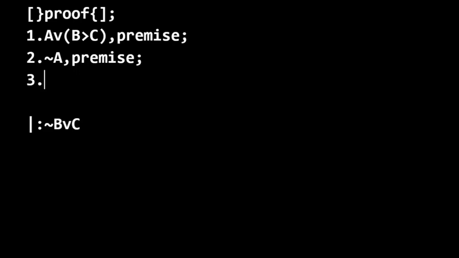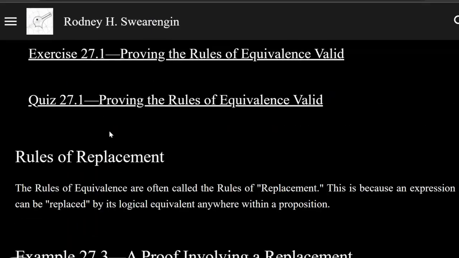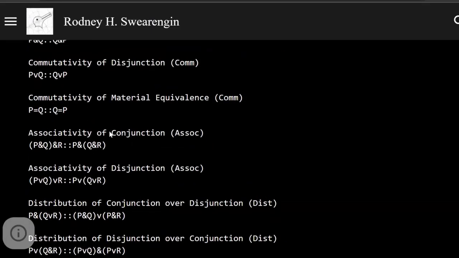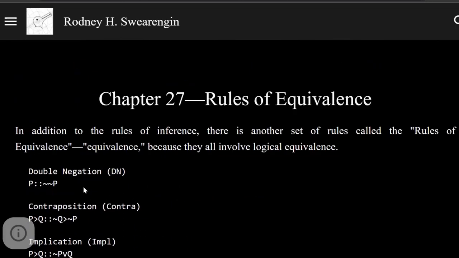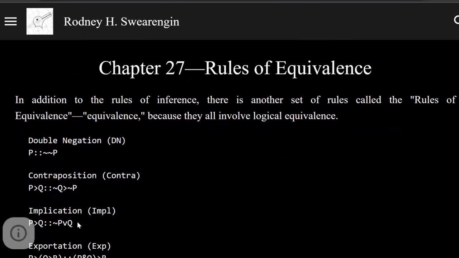And here, what we can do is look at line one, and we can take this and use a rule of replacement. So I'm going to copy this. And using the rule of implication, so let's take a look at that rule. It's back here in our master list of the rules of equivalence. So implication, let's copy that over.